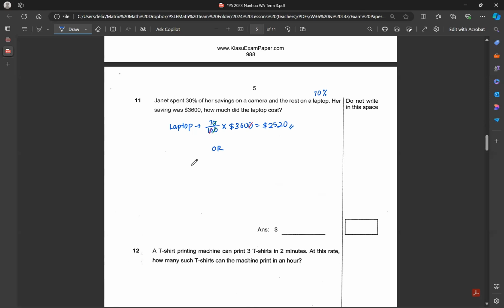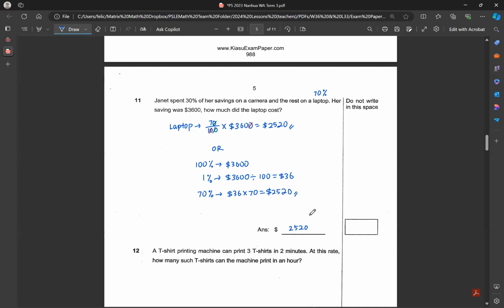If you want to do method 2, the units way, then you must understand the 3,600 is how many percent first. This is her total savings, right? So total savings is 100%, which is the $3,600. Then you can find 1%. So they want the laptop. Remember the laptop costs you 70%. So we work out 70%, which is $36 times 70, which will be $2,520.